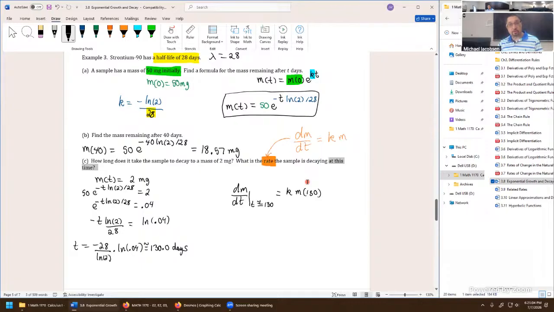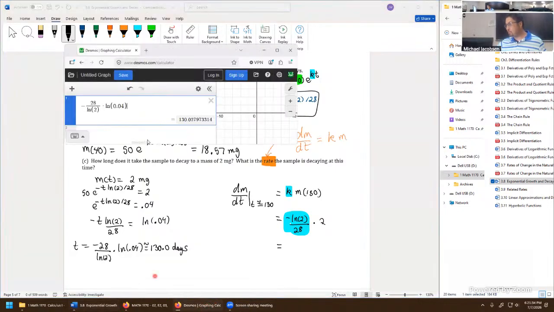So 2 milligrams just goes right inside here, and we already have the value for k that we can plug right over here. So substitutions will tell us that this is equal to first k, negative natural log 2 over 28, times mass at approximately 130 days is 2 milligrams, so times 2.